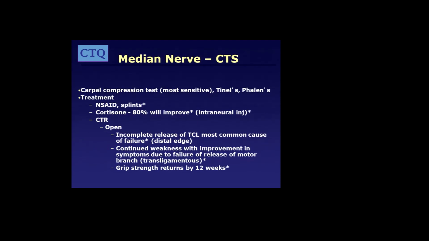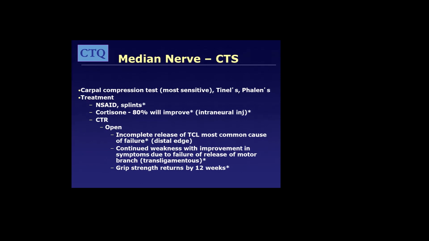Carpal tunnel syndrome is the most common peripheral nerve compression. The carpal compression test is the most sensitive physical exam finding for this. Initial treatments include splinting the wrist in a neutral position, and cortisone injections, which have very high short-term success rates but risk intraneural injection, and typically the relief of symptoms is short-lived.